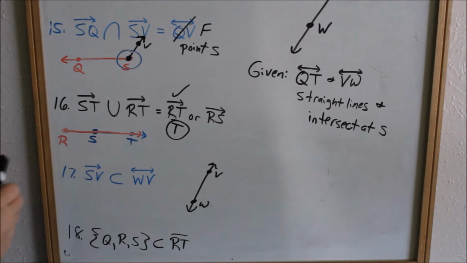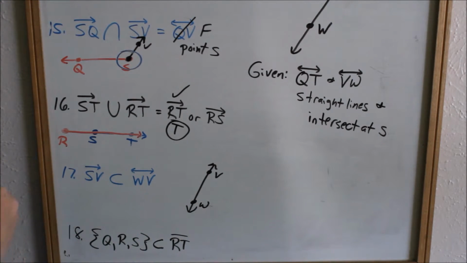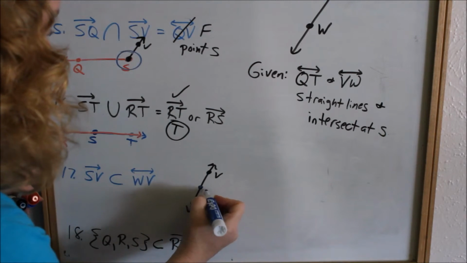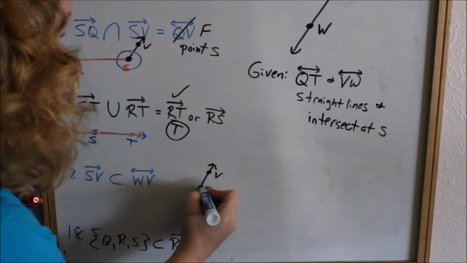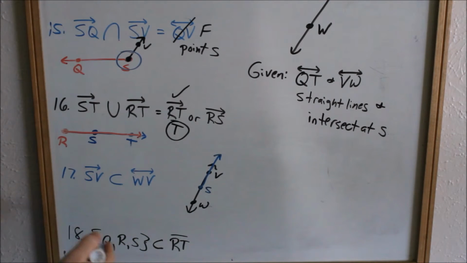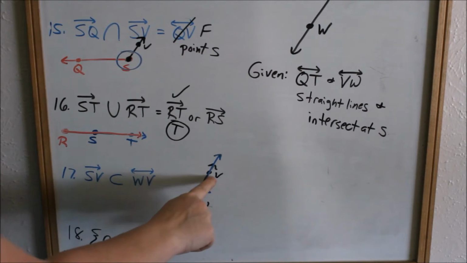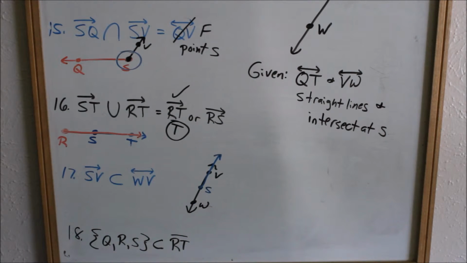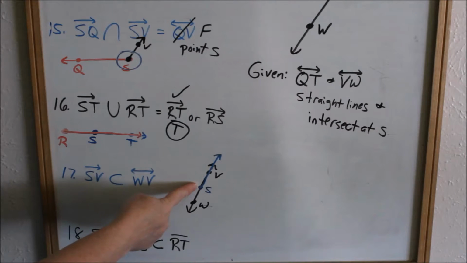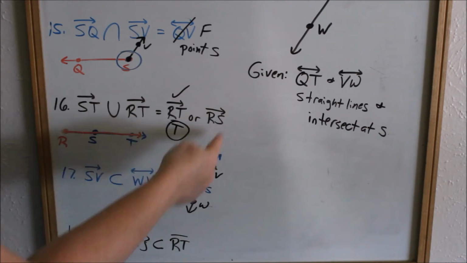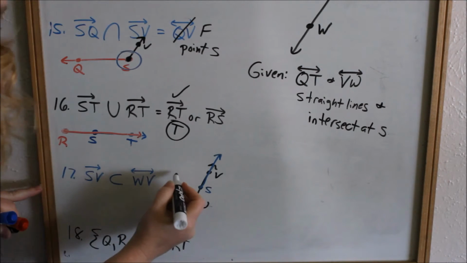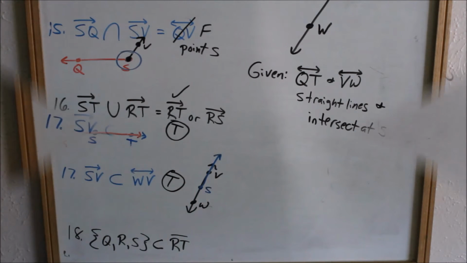Now I'm going to switch colors and just draw ray SV. S starts here, there's S, and then it goes toward V. So is ray SV contained within line WV? Yes, it is, because S starts here, and that ray would be within this whole line. So that is a true statement.